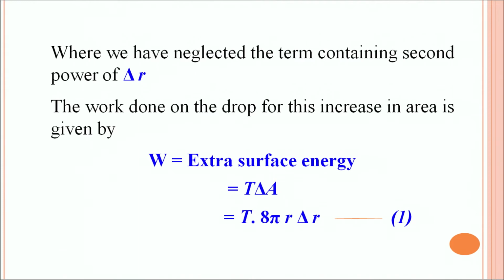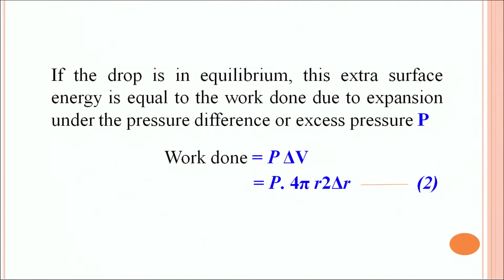So, what would be the work done? The work done is given by the surface excess energy, which is equal to the work done to expand under the pressure difference of excess pressure, which is given by the product of pressure and the change in volume. So, what will be the change in volume? That is given by pressure, from the last equation, denoted as equation number 2, and the product of 4 pi r squared delta r.